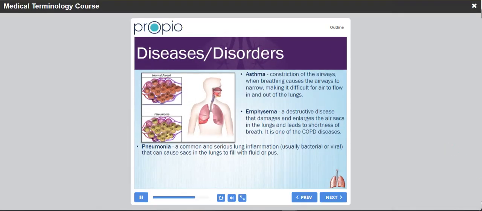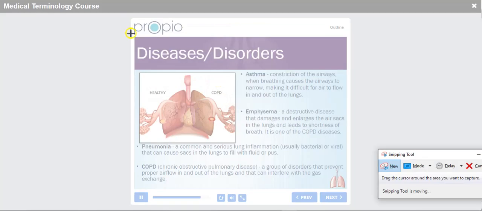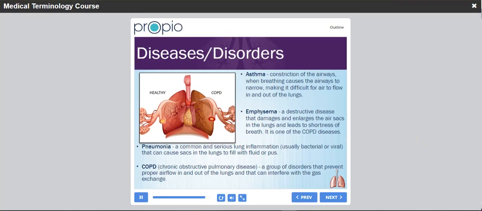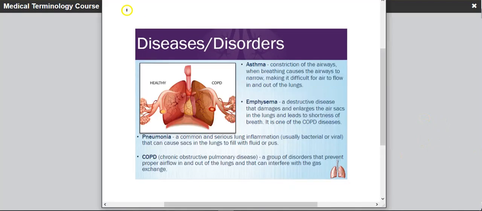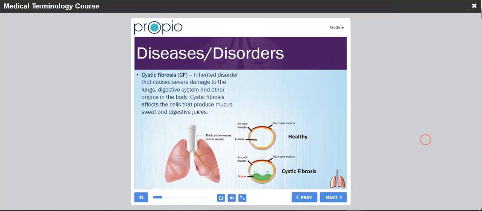COPD stands for chronic obstructive pulmonary disease. It's a group of disorders that prevent proper airflow in and out of the lungs and that can interfere with the gas exchange. Cystic fibrosis, CF, is an inherited disorder that causes severe damage to the lungs, digestive system, and other organs in the body. Cystic fibrosis affects the cells that produce mucus, sweat, and digestive juices.